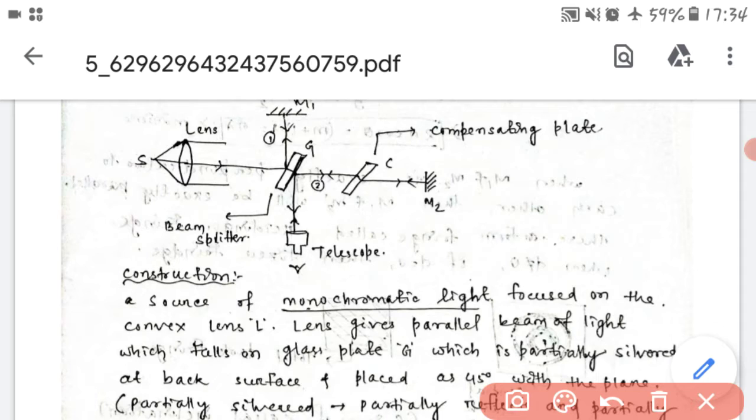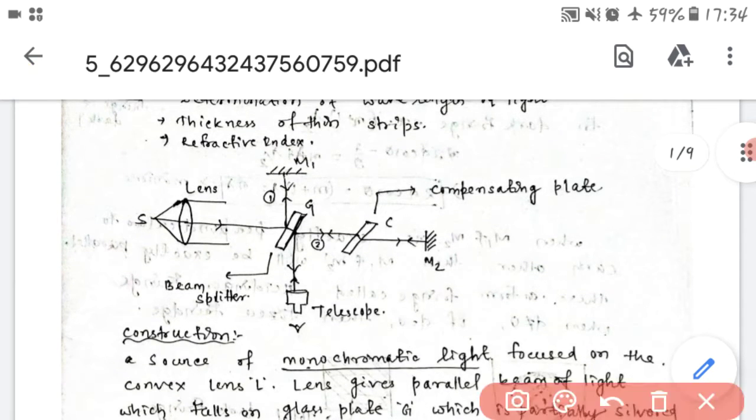We can also see a virtual image of mirror 2 near M1. Just see, I am drawing the picture here. I have said that the glass plate G is semi-silvered. That means it does both reflection and refraction. And mirror 2 is also seen in the glass plate, and a virtual image is created near mirror 1.